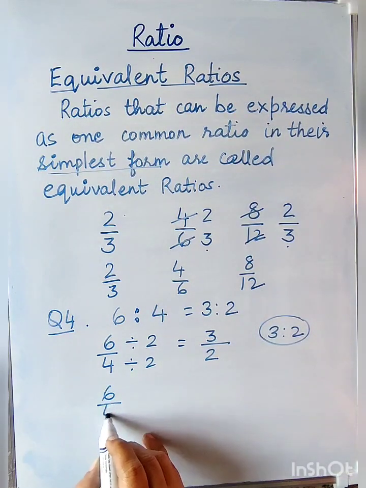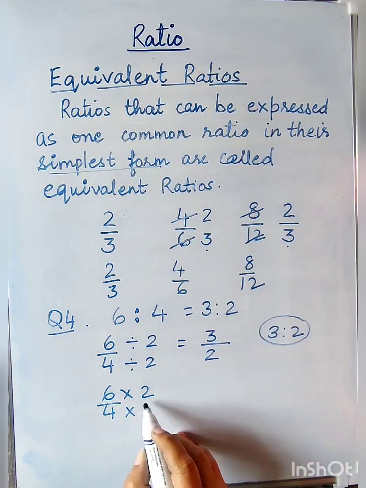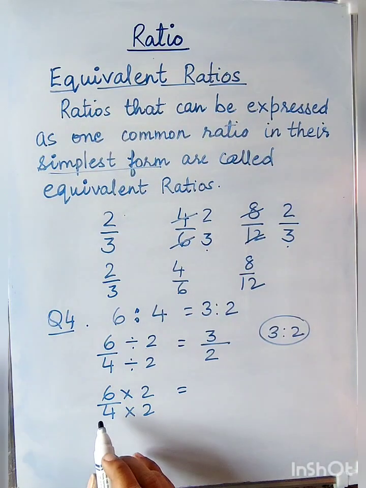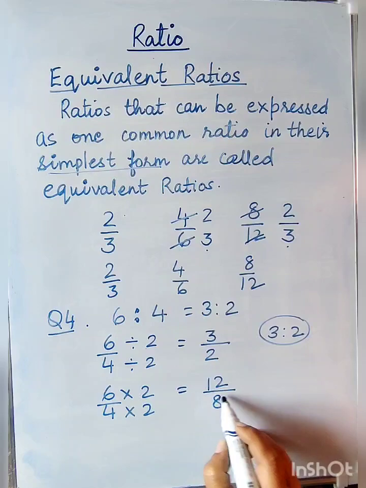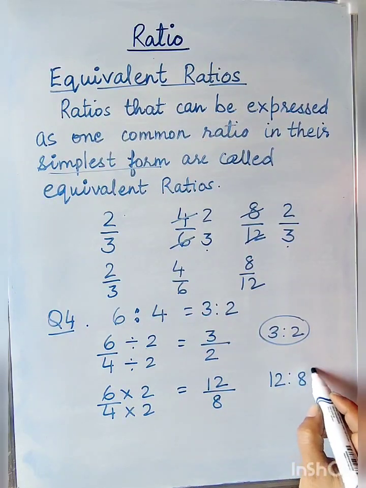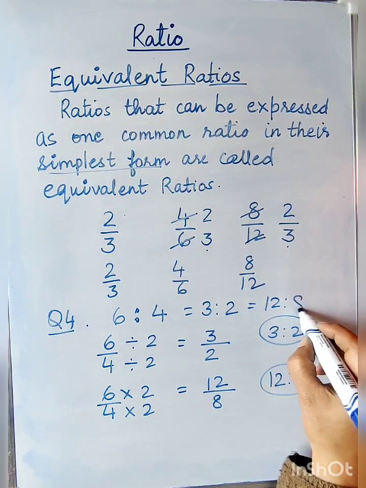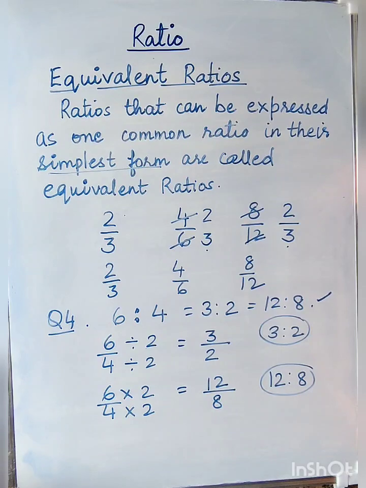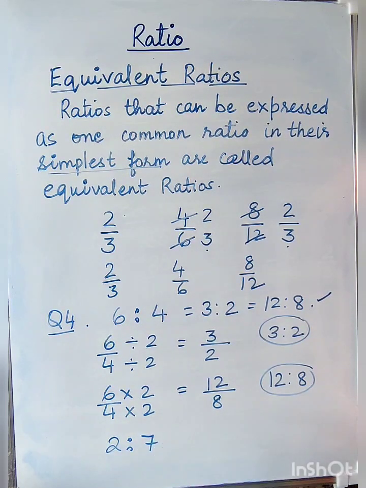Another way I can find an equivalent ratio is to multiply the numbers by any other number. You can take 2, you can take 3, any natural number. So 2 6s are 12 and 4 2s are 8. So 12:8 is also equivalent to 6:4. So this is the required answer here. Now you can try out finding equivalent ratios of 2:7.